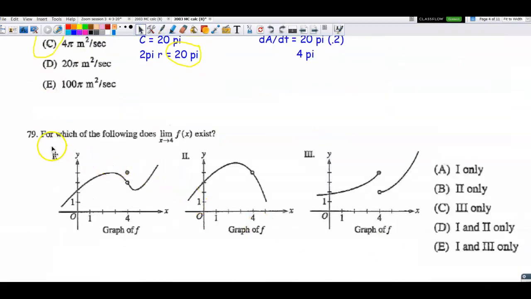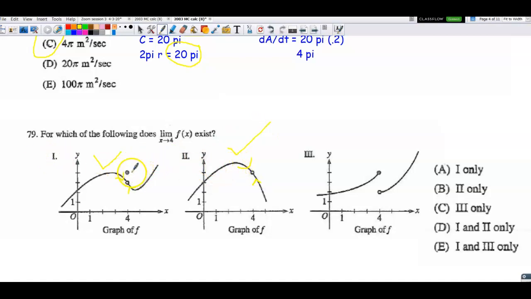Number 79. For which of the following does the limit as x approaches 4 exist? So when we take a look at the first graph and we approach from the left and from the right, from the left side we're approaching a y value of 3. From the right side we're approaching a y value of 3. So the limit does exist. So that one we're going to keep. And number 2, when we approach from the left side, we're approaching a y value of, looks like 4. And from the right side, we're approaching a y value of 4, so the limit does exist. So we're going to keep that one.